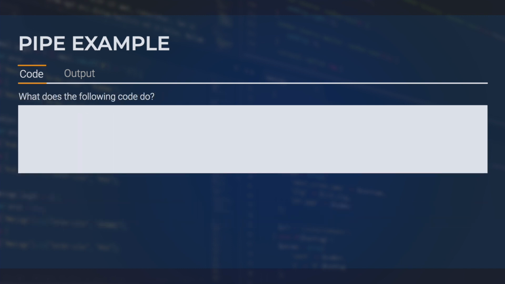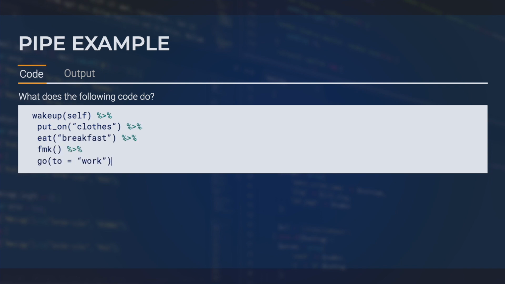Now, here's a pop quiz. What does this line of code do? Well, let's go ahead and take a look. Wake up self, and then put on clothes, and then eat breakfast, and then FMK, and then go to work. Well, there's two things that we can notice here. The first thing is we don't need to know every single function in order to understand overall what is happening. So we can still see in this bottom example, we wake up self and we end up going to work.